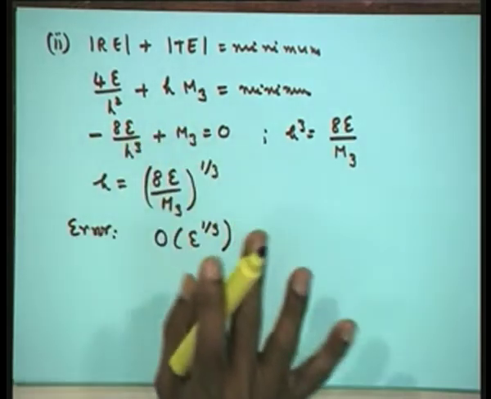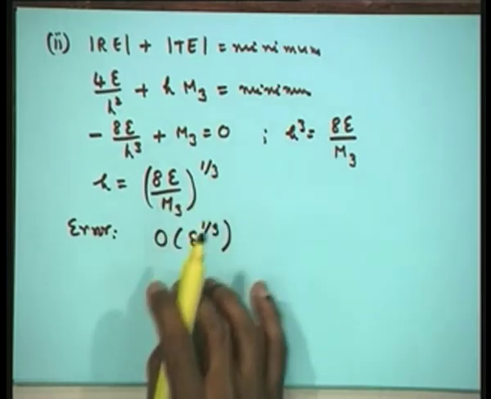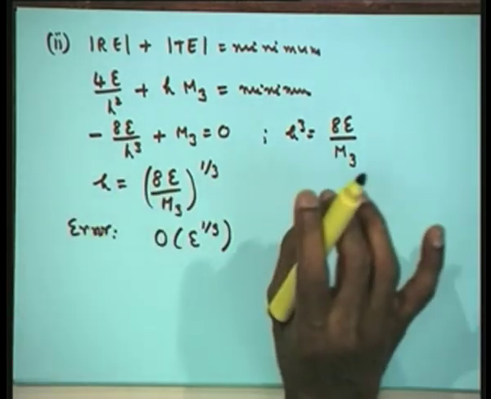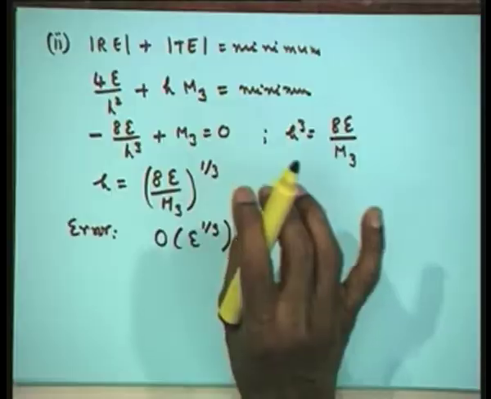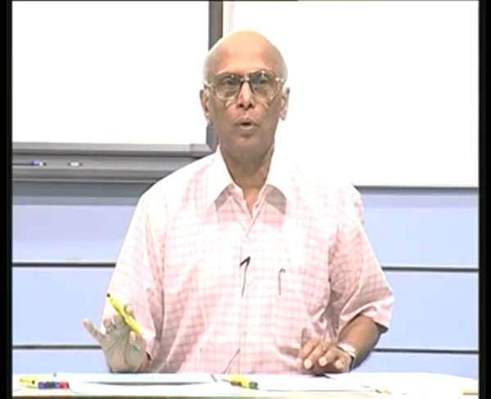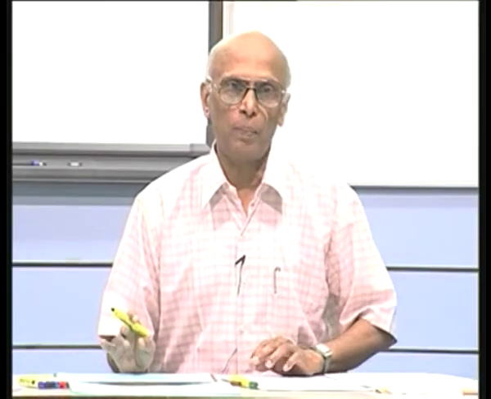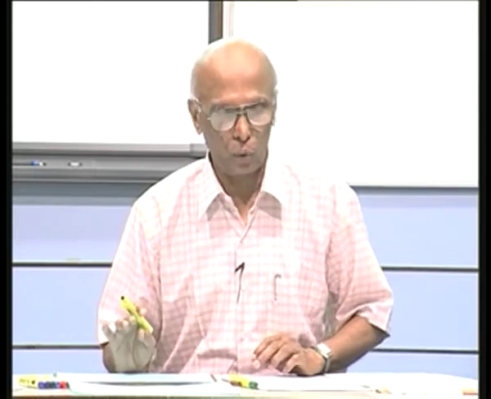Now, given any formula, the procedure for doing this is just to write down the truncation error, write down the round off error, and then apply this particular rule to find out what the step length, or optimum h, should be such that the round off error is controlled.